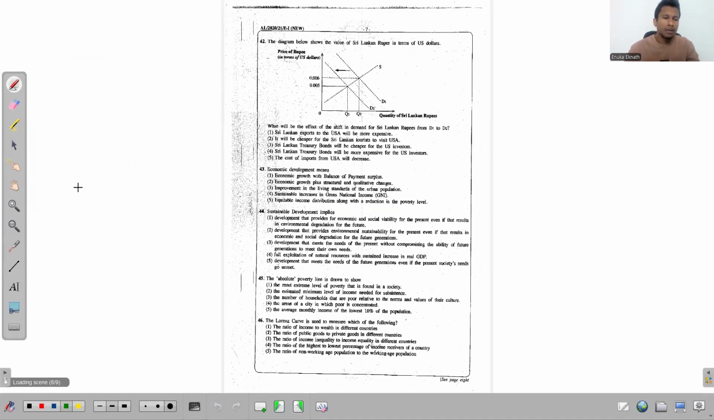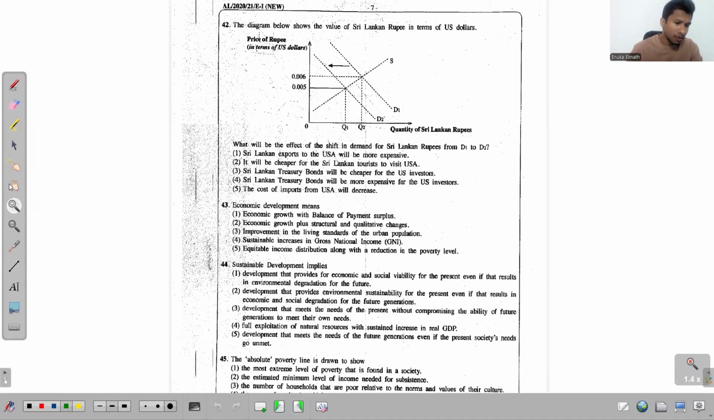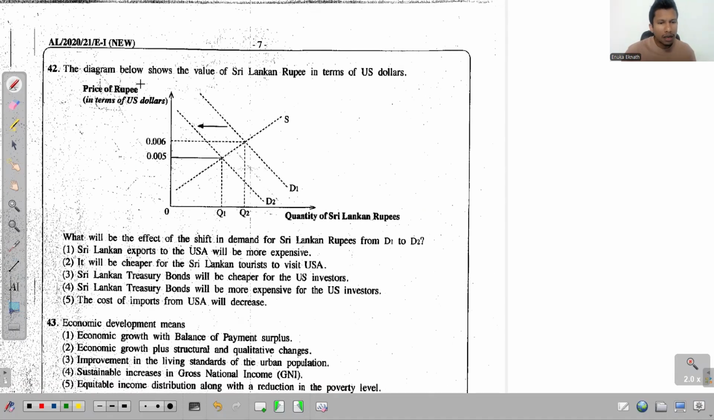Right. Look at this question 42 now. This says the diagram below shows the value of the Sri Lankan rupee in terms of US dollars. Okay, so we see the diagram, and then below the diagram it says what will be the effect of the shift in demand curve for Sri Lankan rupees from D1 to D2. Okay, so this is where the rupee supply curve is, and this is the initial rupee demand curve.